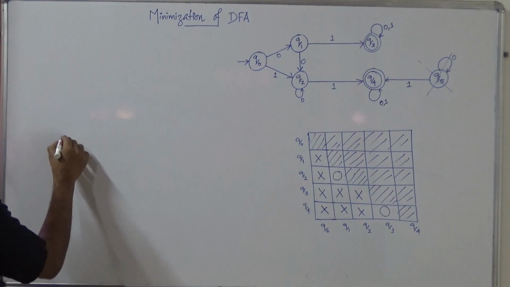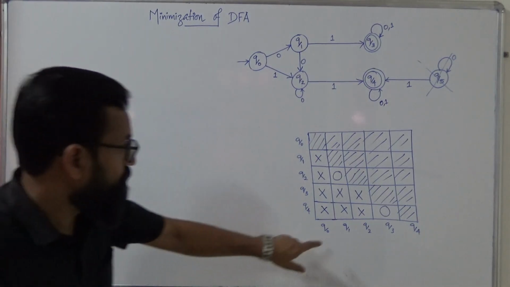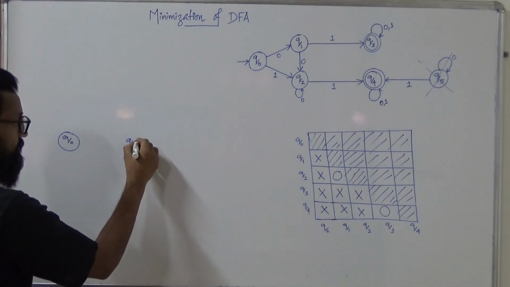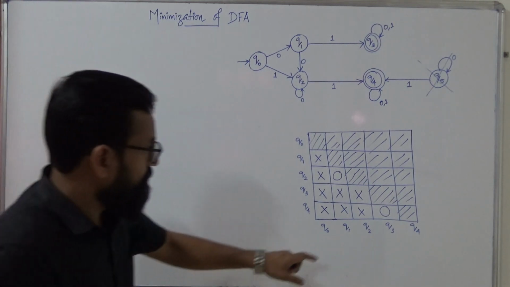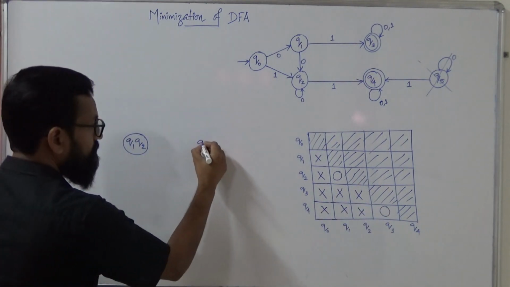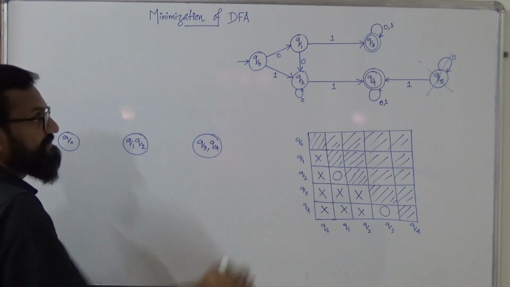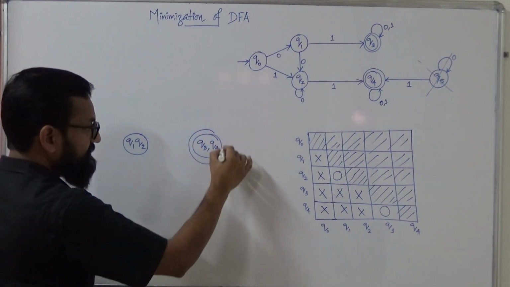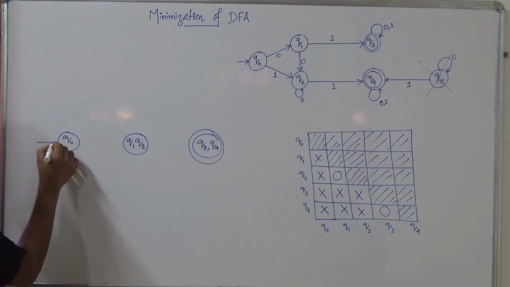So you are having state Q0, that's the start state. Now Q1 and Q2 can be combined. Q1, Q2 can be combined as a single state. Now Q3, Q4 can be combined. Q3, Q4 can be combined. And it is clear that Q3 and Q4 are final states. So you can mark this state as final state. And Q0 is the start state.